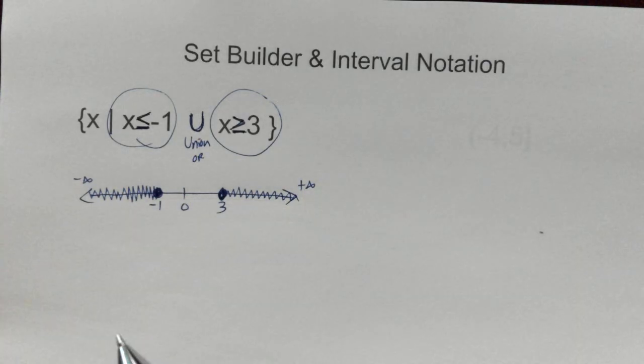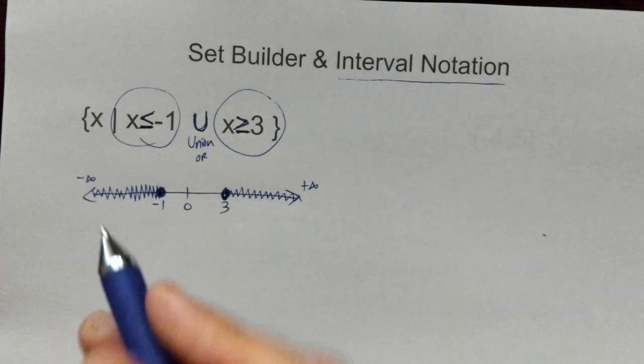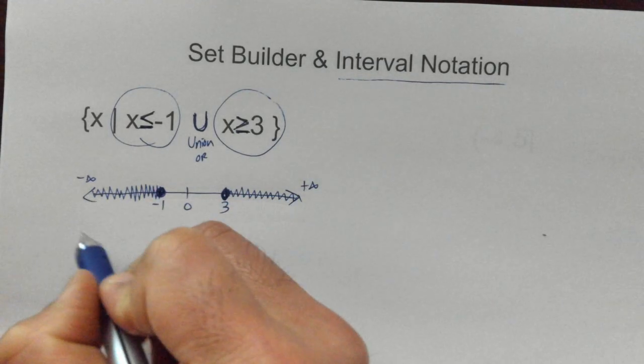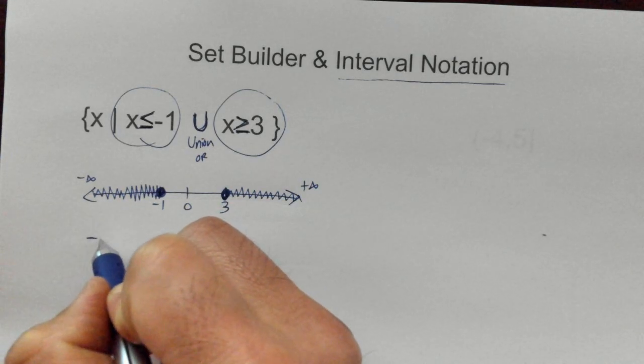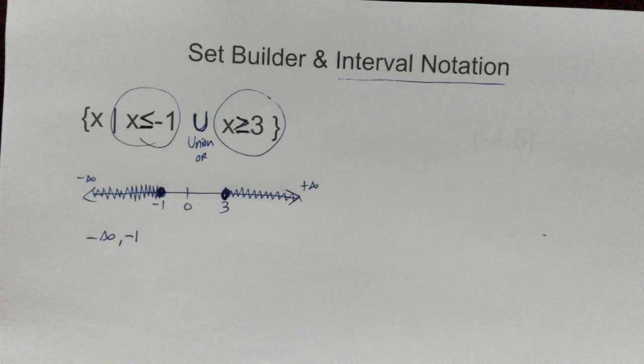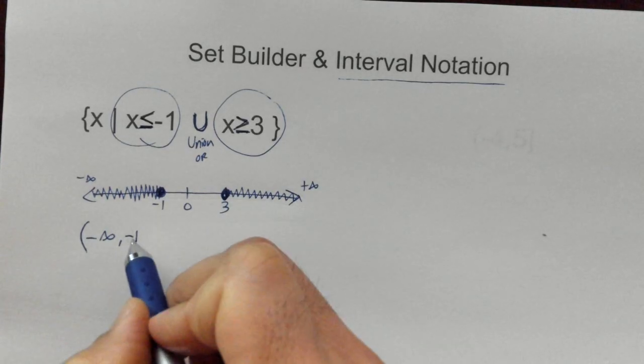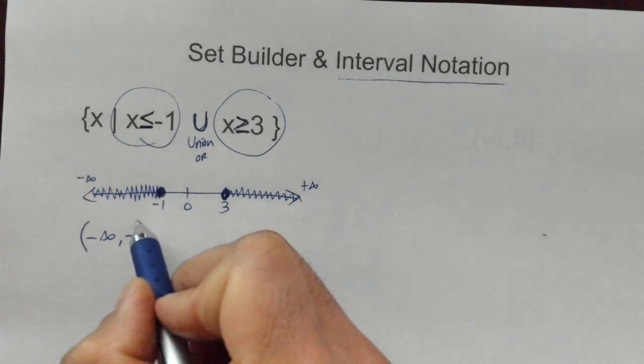How would I describe this using interval notation? Well, to describe this piece, I'm going to say the smallest value is -infinity and the largest value is -1. Negative infinity can't actually ever be reached, so I'm going to use a parentheses. And since -1 is a closed circle, I'm going to use the bracket.